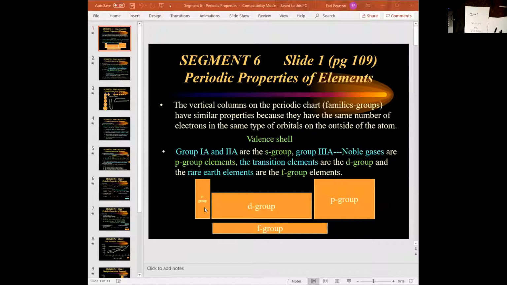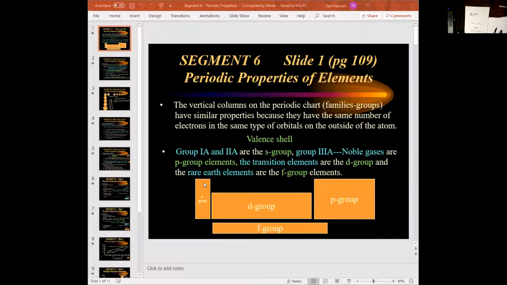The first two columns on the left are the s orbital group, and we've looked at that. The first column is going to have an ns1 outside the core. So all of them have one electron outside the core. They all lose that electron in reacting. And the only charge you're going to ever see for group 1 is +1.